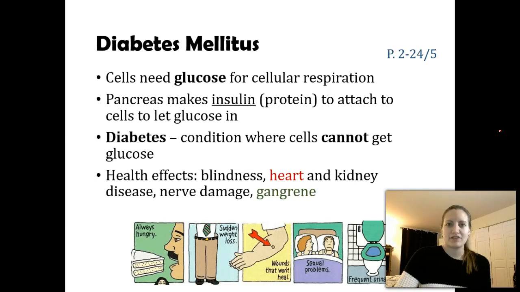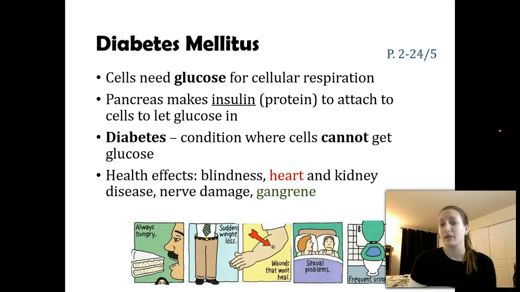So as you can imagine, this can have some health effects. First of all, our cells, or those with diabetes, can't get glucose, meaning they can't undergo cellular respiration, so they can't create energy. So that's going to cause cells to die.